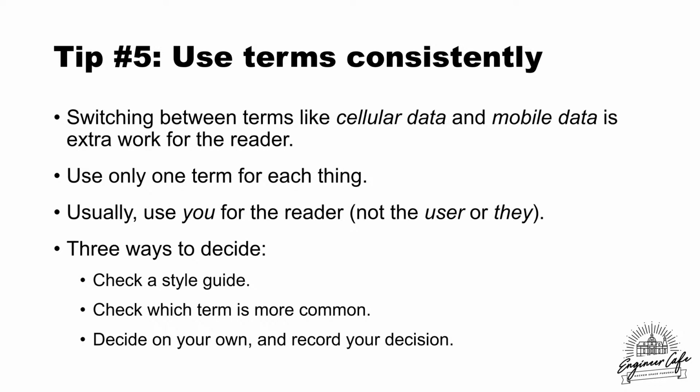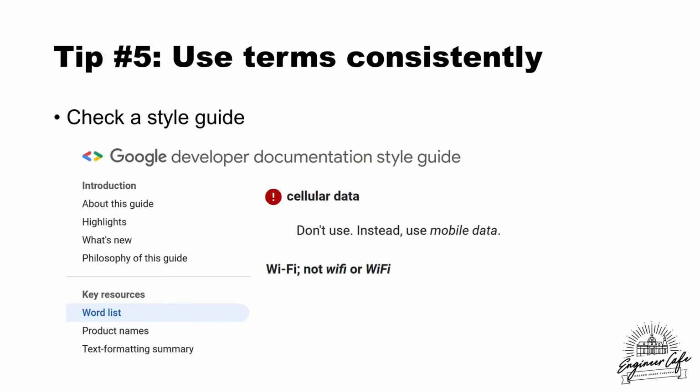So I'll give a bit more information on the style guide and checking which term is more common in the wild. For the style guide, for example, if we look at the Google developer documentation style guide, they have a list of words and their own recommendations. As you can see, they're pretty tech specific. So I just grabbed what they have for cellular data and for Wi-Fi. Actually, I don't know the reason, but they recommend not using cellular data. And they say instead use mobile data. So at least we can just limit thinking about that.